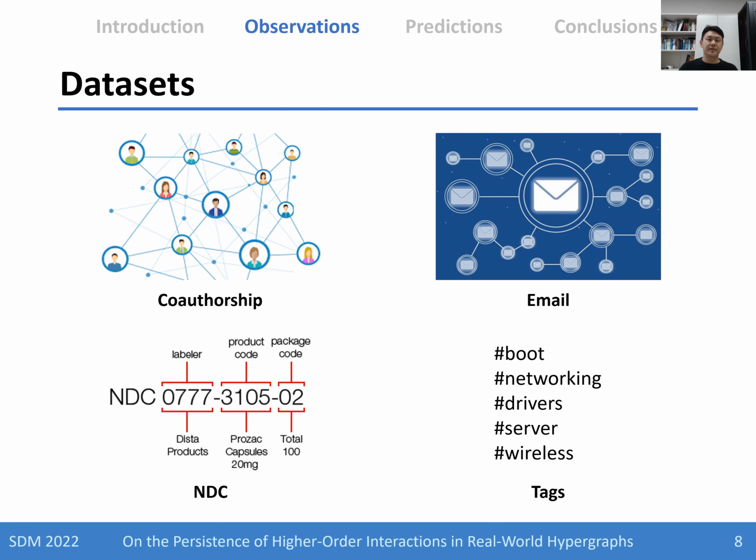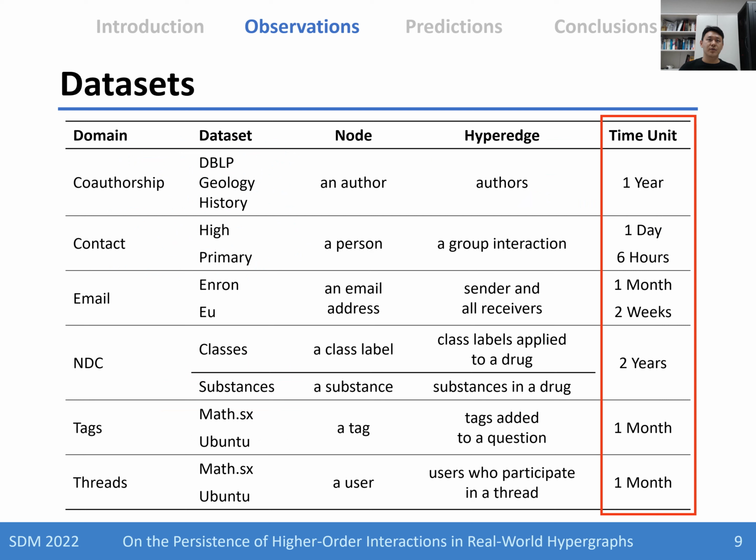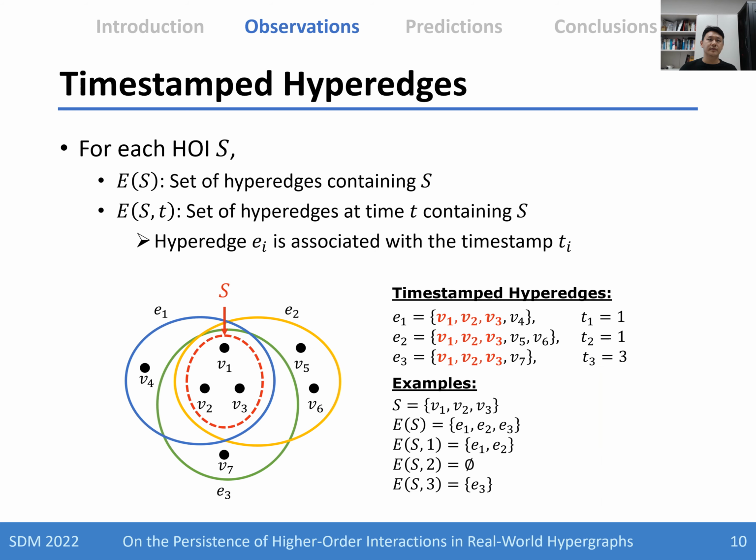To answer the previous 3 questions, we empirically investigated the persistence of HOIs in real-world hypergraphs from several data domains, including co-authorship and email. We used 13 real-world hypergraphs from 6 data domains. Note that we used the proper discrete time unit for each dataset in this table. Let me first introduce some basic concepts and examples.